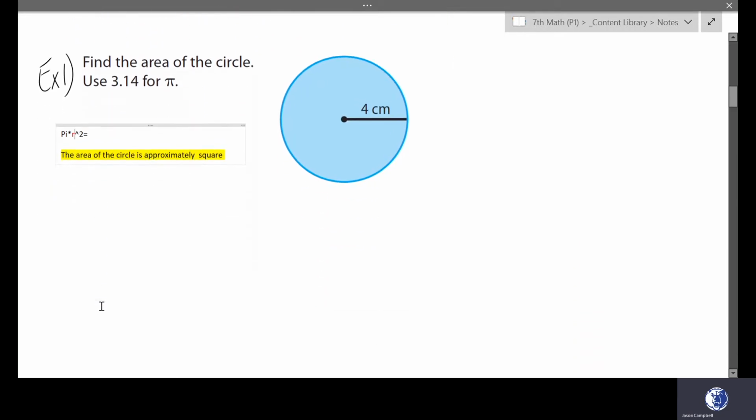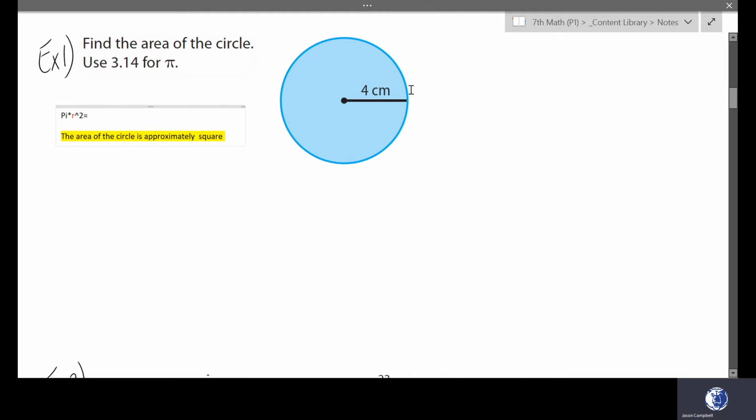Let's use it on example 1. It says find the area of the circle, use 3.14 for pi. Looks like we have a radius of 4 centimeters. So the area of the circle is approximately 50.3 square centimeters.